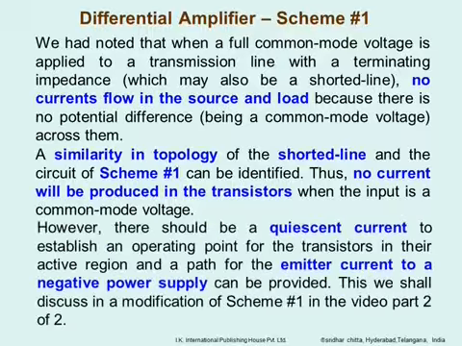However, there should be a quiescent current to establish an operating point for the transistors in their active region, and a path for the emitter current to a negative power supply can be provided. This we shall discuss in the modification of scheme 1 in the video part 2 of 2.